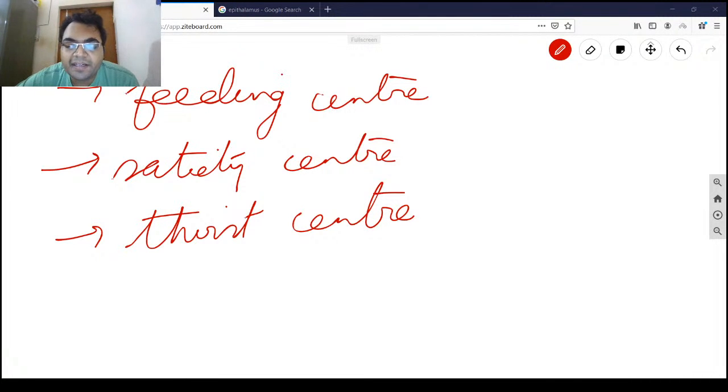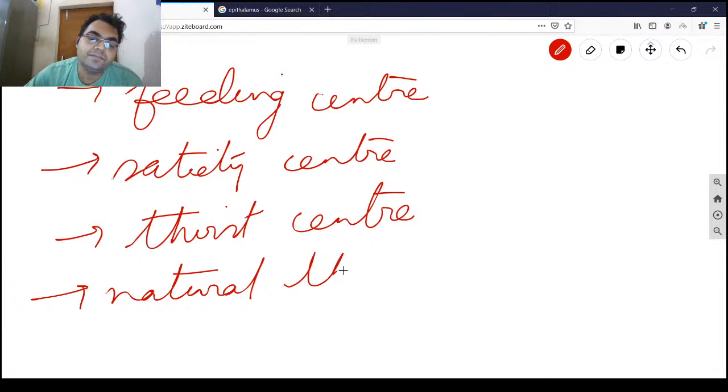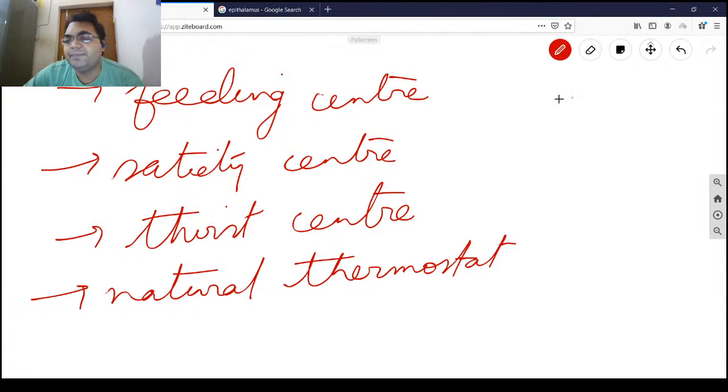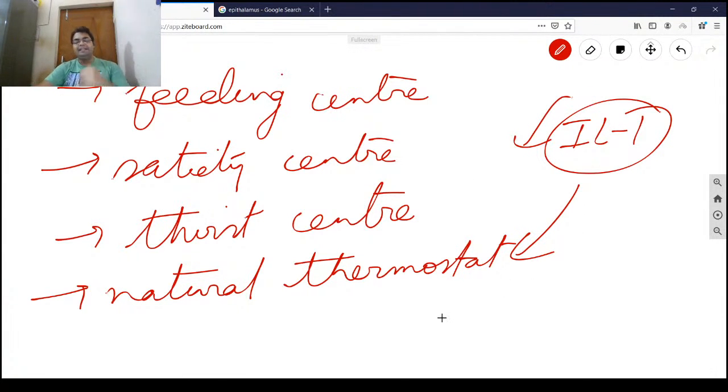Again, control of body temperature, very, very important. The hypothalamus functions as the body's natural thermostat. Never forget these things. So during fever, you have a specific molecule known as interleukin 1, IL-1, which binds to the hypothalamus and resets the clock. It will increase the set temperature of the hypothalamus.